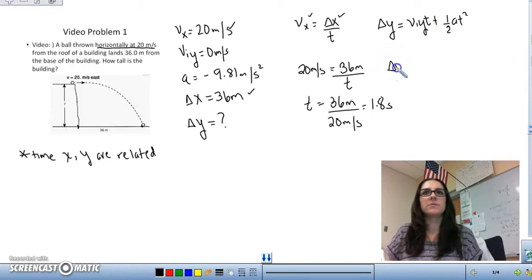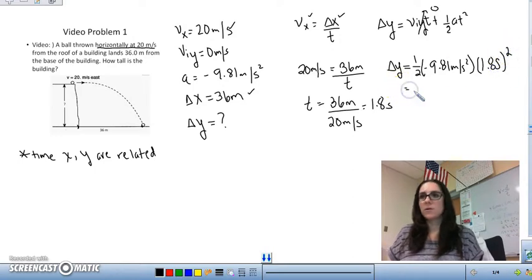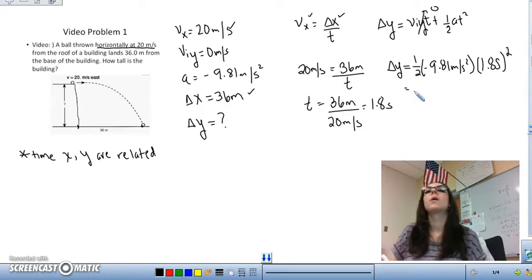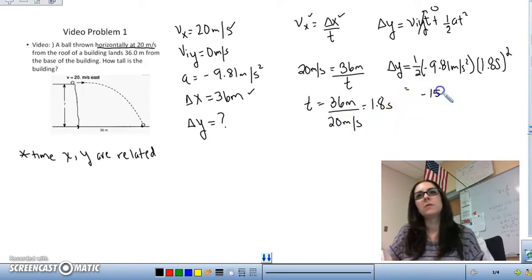So now I'm going to figure out delta y. The initial velocity for the y, recall, is 0, so this whole term goes away, which is really nice. Then we're left with a nice, more straightforward equation. Time is in seconds, so it's an s squared. So what we have is 1.8 squared, times 9.81, times 1/2. The final answer is negative 15.89 meters. Now, it's negative because the object is falling down.